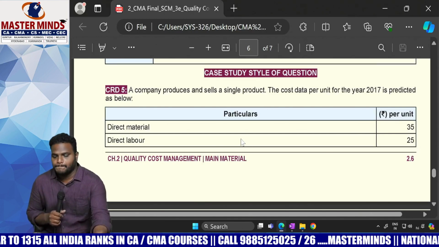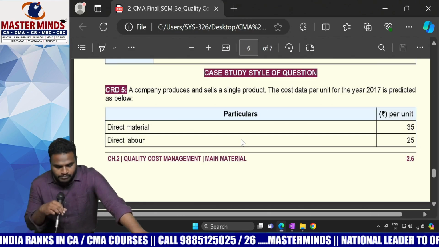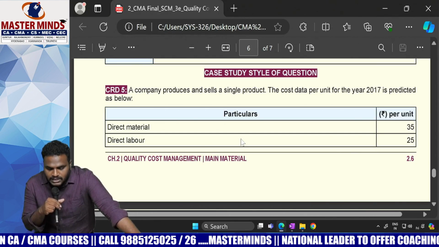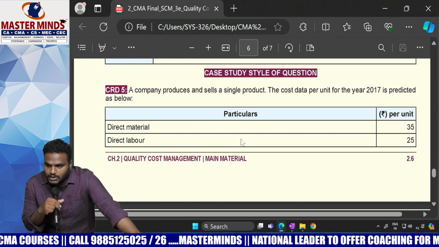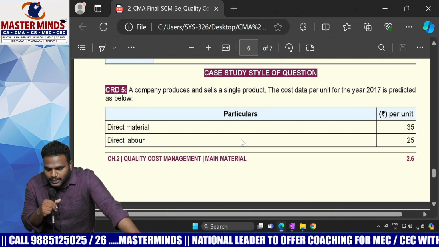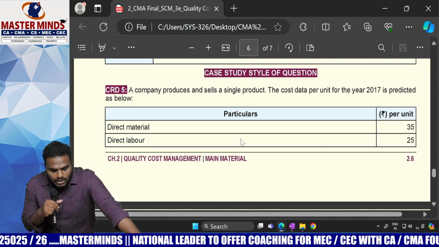A company produces and sells a single product. The cost data per unit for the year 2017 is predicted as below.